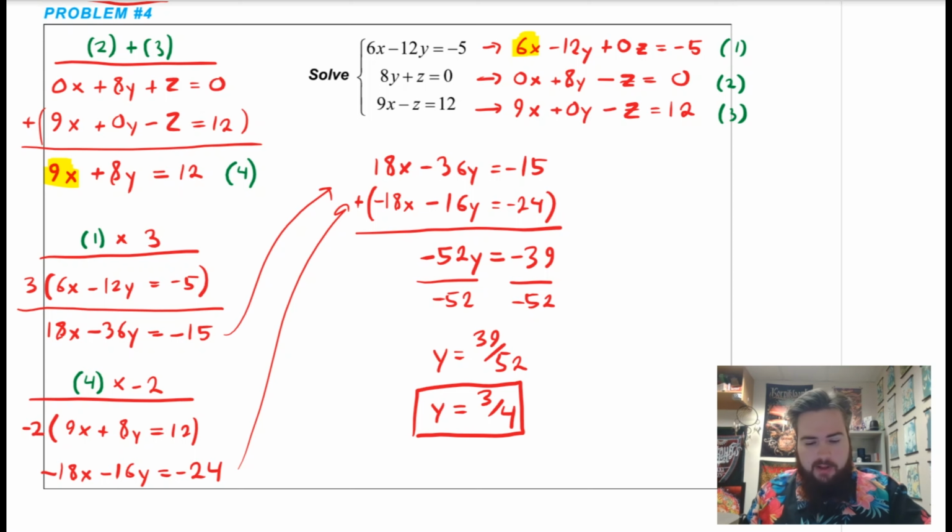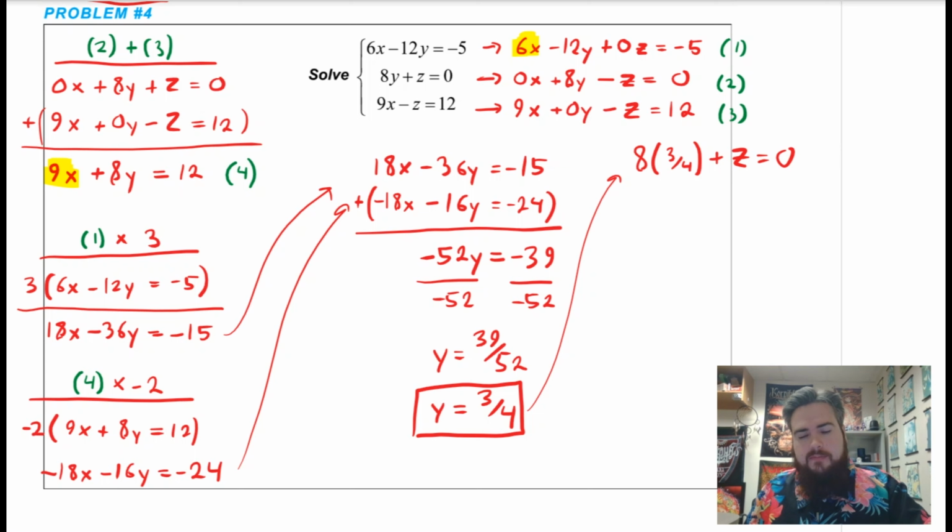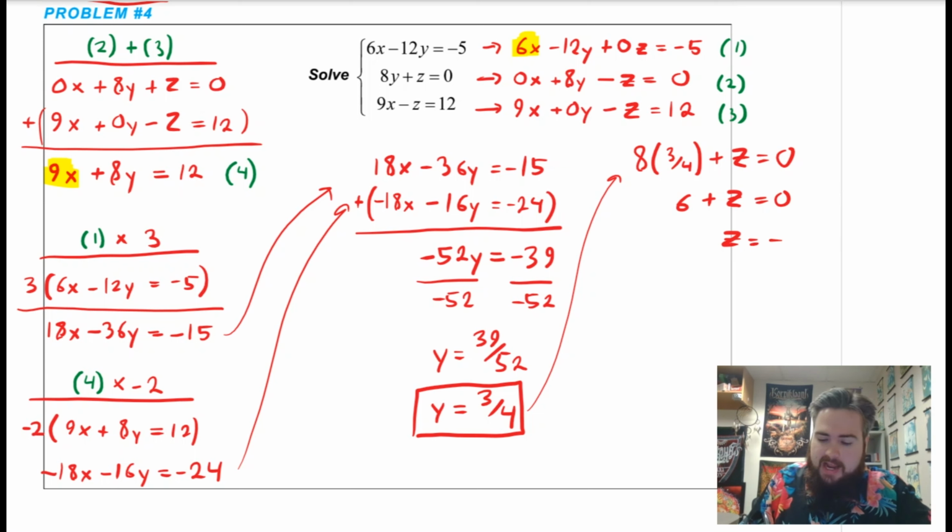Let's say, for example, I will take the second equation, and I'm going to plug y into that. So the second equation, 8y plus z equals 0, I will plug in y to get 8 times 3/4 plus z equals 0. 8 times 3 divided by 4 would be 8 times 3 is 24, divided by 4 is 6. And then I could subtract 6 to get z equal to negative 6.